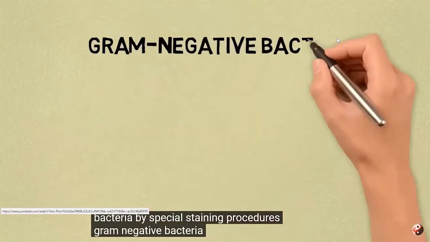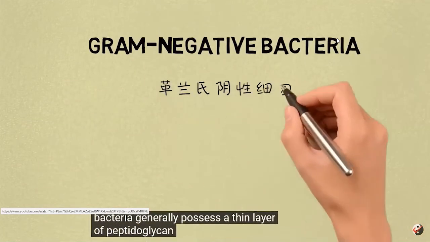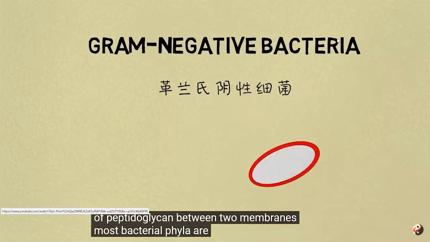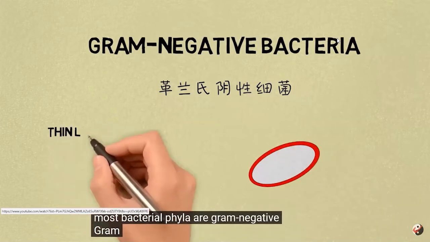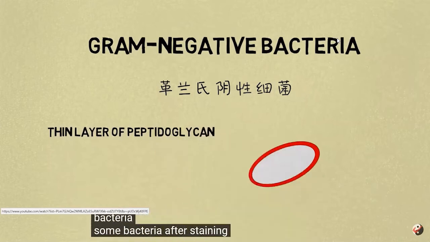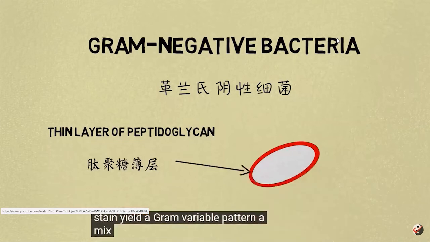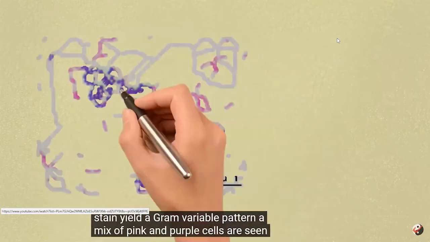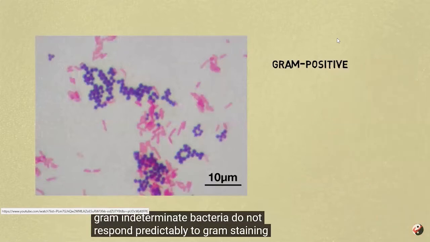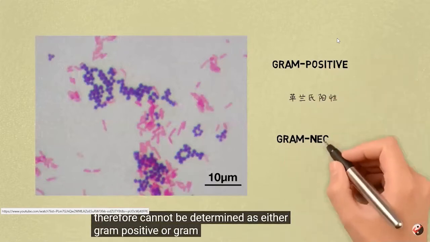Gram-negative bacteria generally possess a thin layer of peptidoglycan between two membranes. Most bacterial phyla are gram-negative. Some bacteria, after staining with a gram stain, yield a gram-variable pattern: a mix of pink and purple cells are seen. Gram-indeterminate bacteria do not respond predictably to gram staining and, therefore, cannot be determined as either gram-positive or gram-negative.